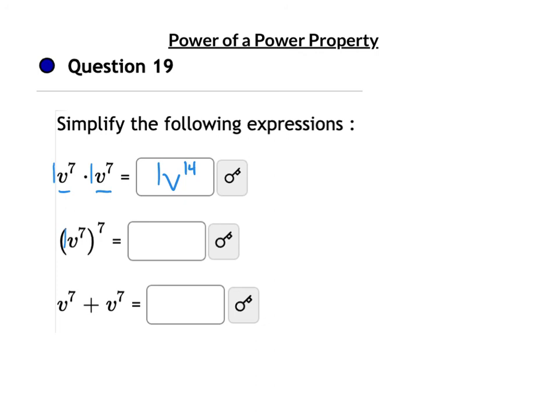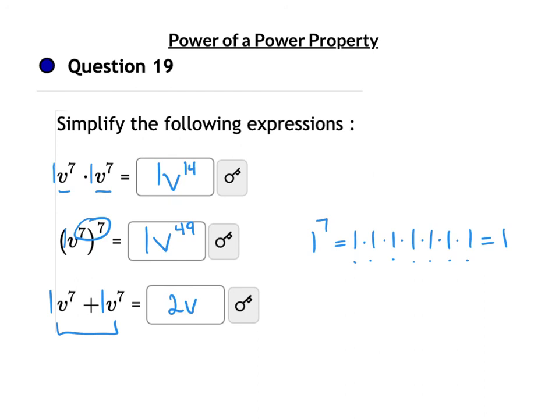There's a 1 in front of this, and 1 to the 7th power is 1 times 1, 7 times, which is 1. I don't need to put a 1. A power on a power, you multiply your powers, that's 49, 7 times 7. And again, you can put a 1 in front, but you don't need to. And here you're adding. When you're adding, the powers don't change. 1v to the 7th plus 1v to the 7th is 2v to the 7th.